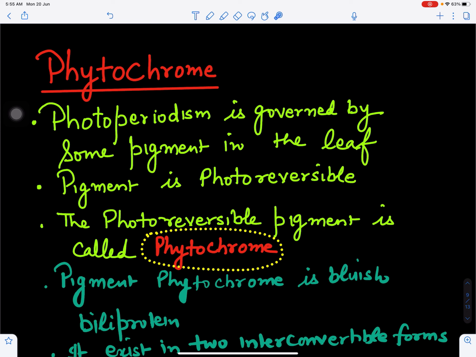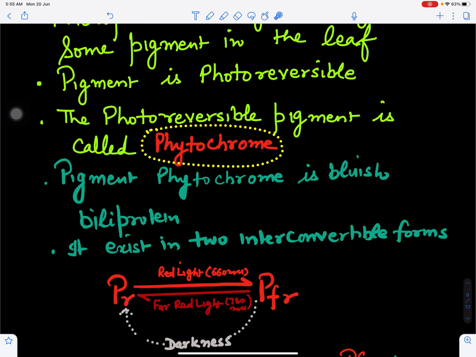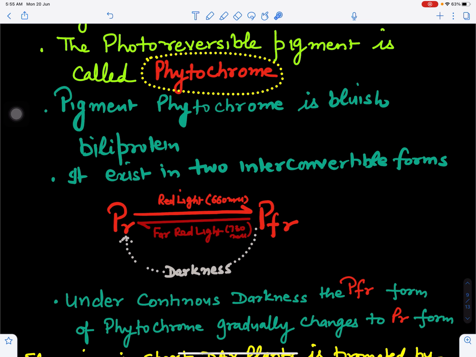Now this pigment is bluish biliprotein, and this is proteinaceous in nature, and this exists in two forms, PR and PFR, and they can get interconverted into each other. PR can change into PFR and PFR can change into PR. When the PR form is exposed to red light, 660 nm, this will change to PFR, the far red form. And when this is exposed to far red light, 730 nm, this will change to PR.